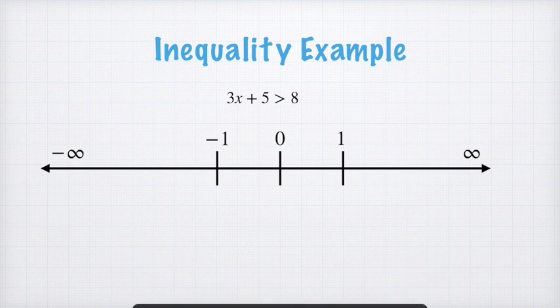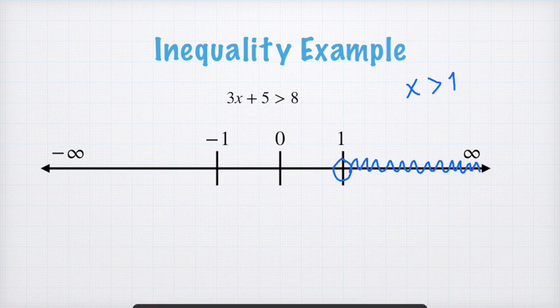Same inequality, only we're flipping the sign, so now it's 3x + 5 > 8, which means that x has to be greater than 1. We're going to put our open circle there, saying that it's not including 1, and then we're going to test this. If we were to put in a 2, 3 times 2 is 6, 6 plus 5 is 11, 11 is greater than 8, and we can keep going this way.